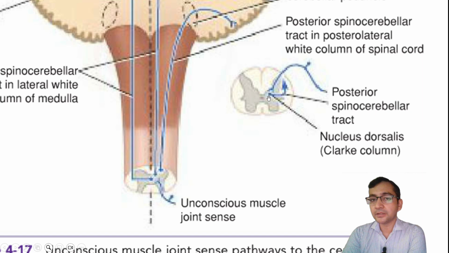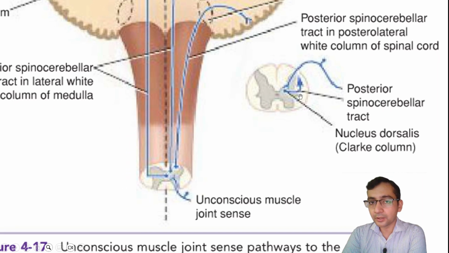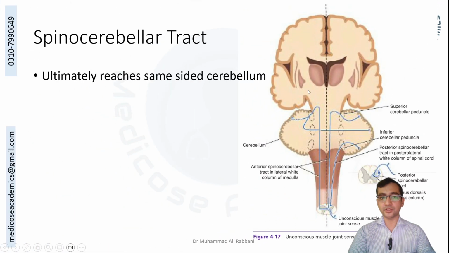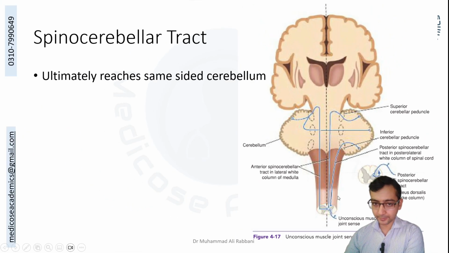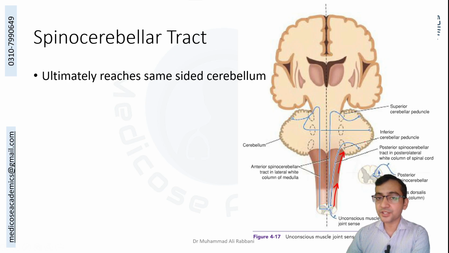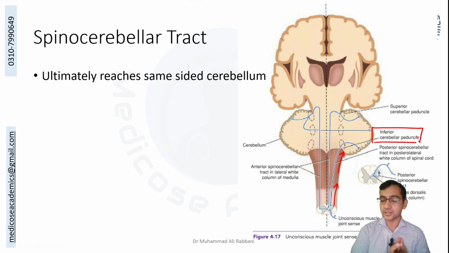After synapsing, the second order neuron will go out and move up in the lateral column as the posterior spinocerebellar tract, like here, all the way to the medulla oblongata, and it will enter the cerebellum through the inferior cerebellar peduncle. The connections of the cerebellum with the brainstem are called cerebellar peduncles. For the midbrain there is the superior, for the pons there is the middle, and for the medulla oblongata there is the inferior peduncle. So this is that.